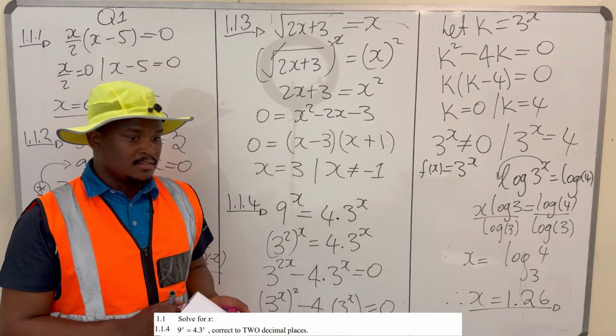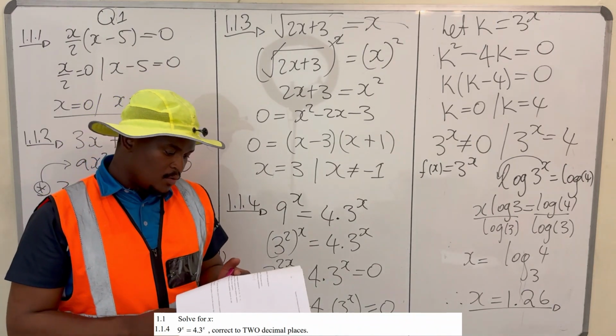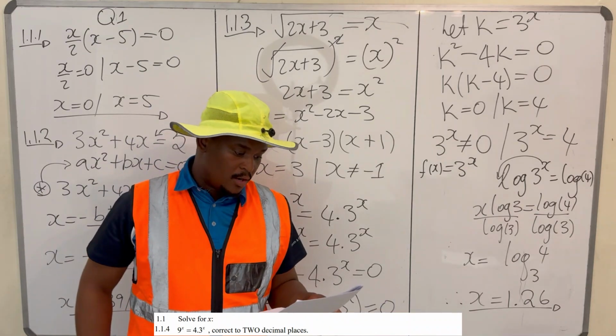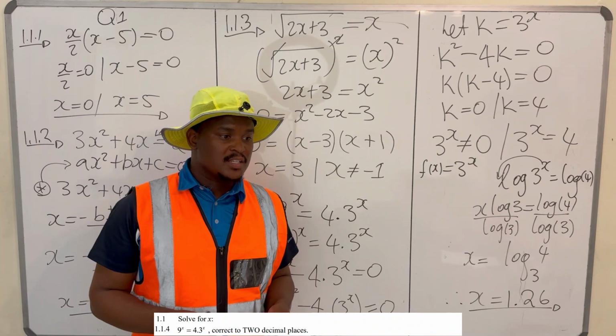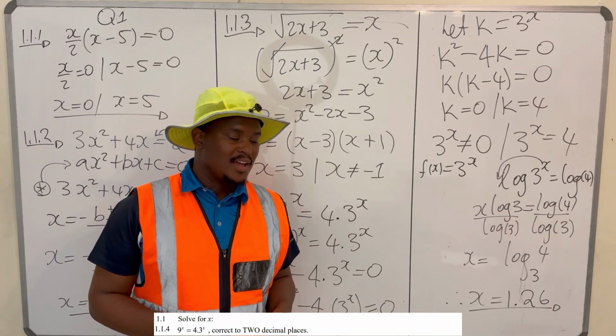Looks like it. So I'm done with question 1.1. I'll go to 1.2, which is simultaneous equations. I'll clean the board and then we'll go to the next question.